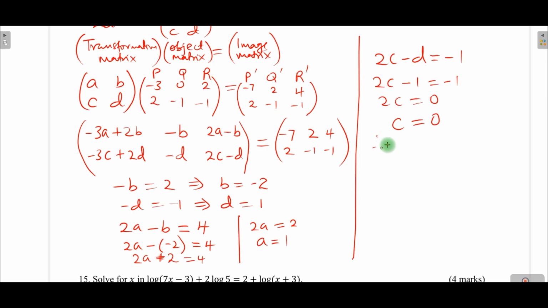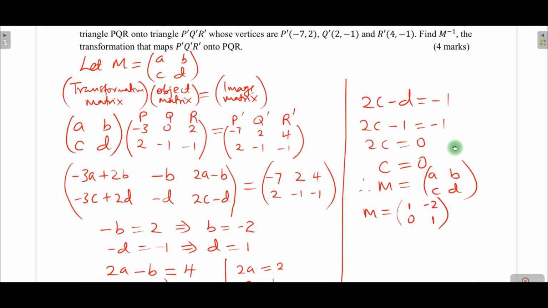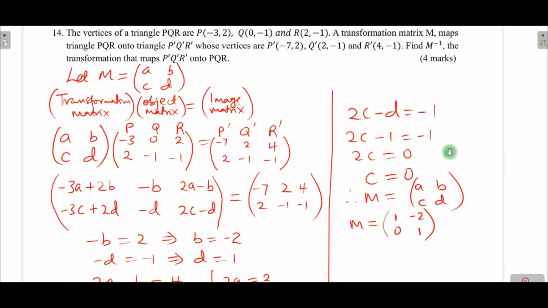And therefore, to get the matrix M, which is A, B, C, D, that means M is A is 1, B is minus 2, C is 0, and D is 1. So have we answered the question? So let us get back to answering the question.